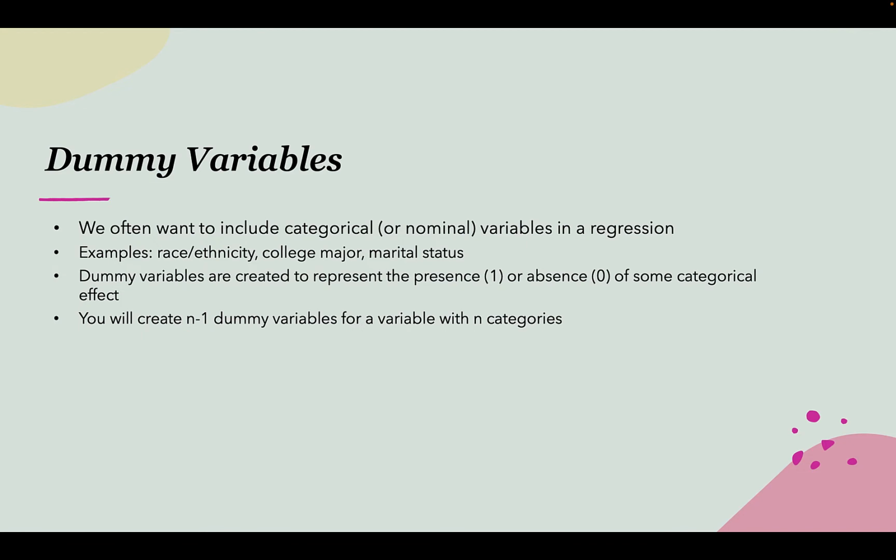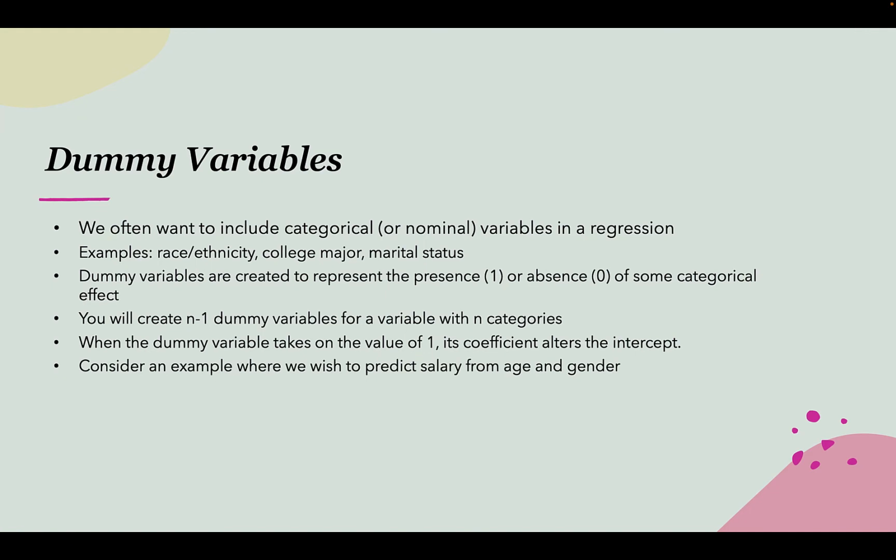You will always create n-1 dummy variables for a variable with n categories. For example, if we have a sample with 5 college majors, then we will create 4 dummy variables. One category will always be our referent group. When the dummy variable takes on the value of 1, its coefficient serves to alter the intercept.